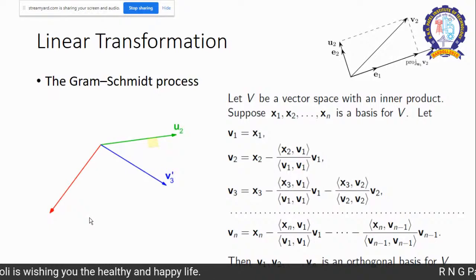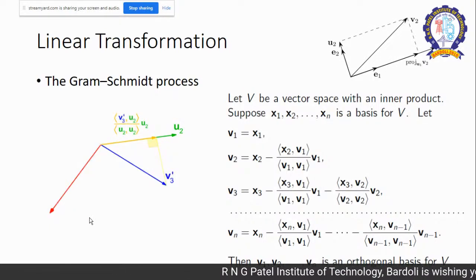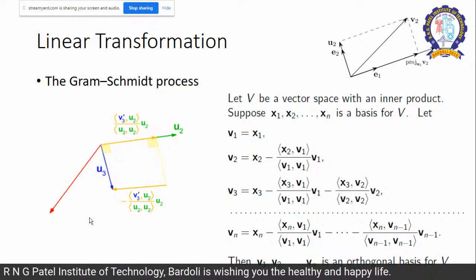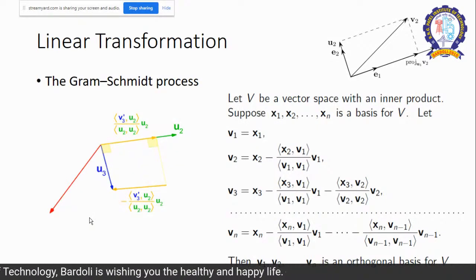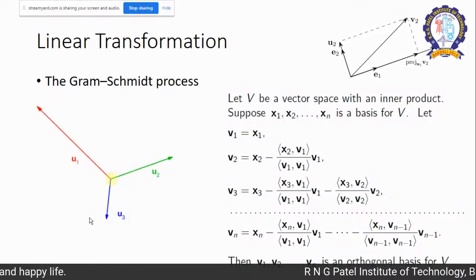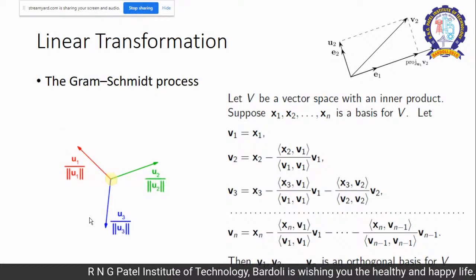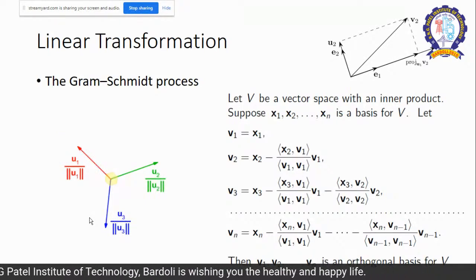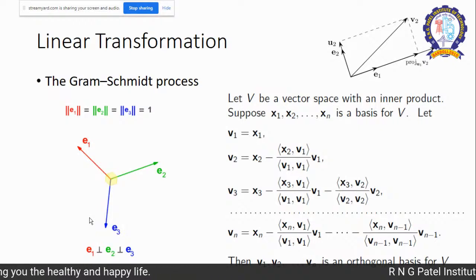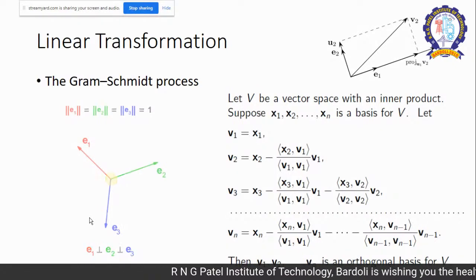Definitely we require a space or plane. We require the orthogonal vectors of those particular vectors. So for that, we have to construct orthogonal vectors from the given vectors. For that, we apply the Gram-Schmidt process to convert any vectors into orthogonal vectors. Here we are giving the graphical form of the Gram-Schmidt process.